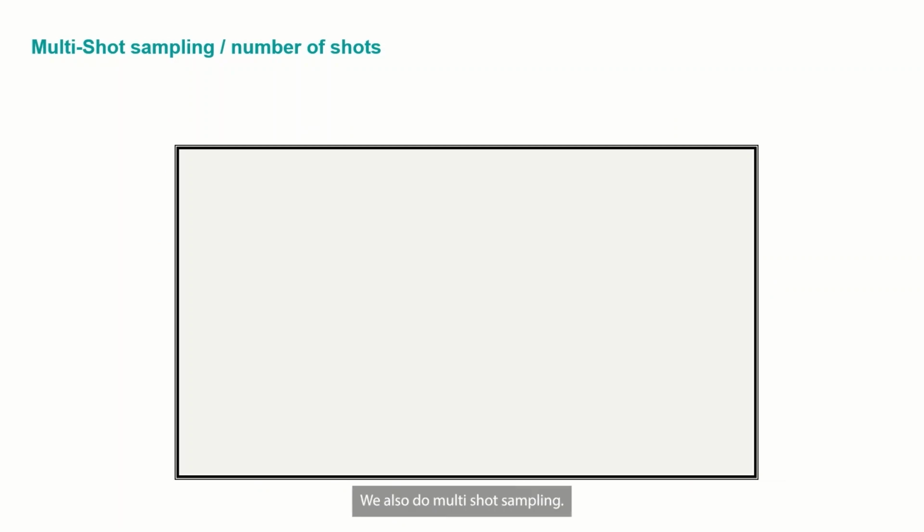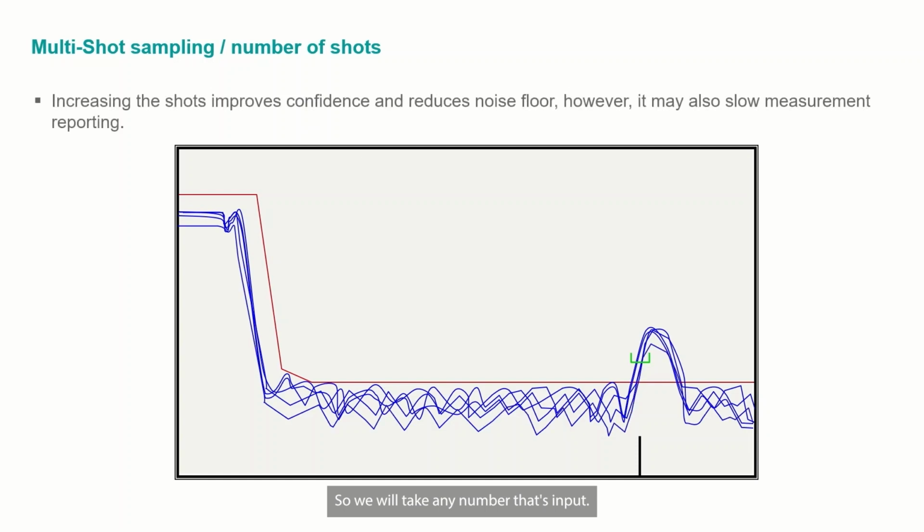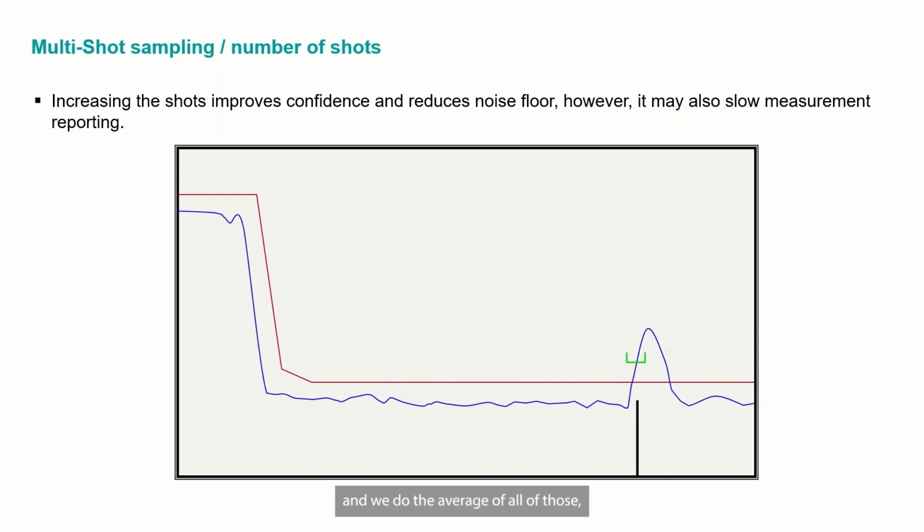Okay, we also do multi-shot sampling. That's the number of shots parameter. So we will take any number that's input. Obviously, it will slow your measurement down if you have a larger averaging number. Default out of the box is 5 long shots and 1 short shot. So if we take 5 long shots and average all of those, that creates our nice clean signal, and that's what we begin to process from there.